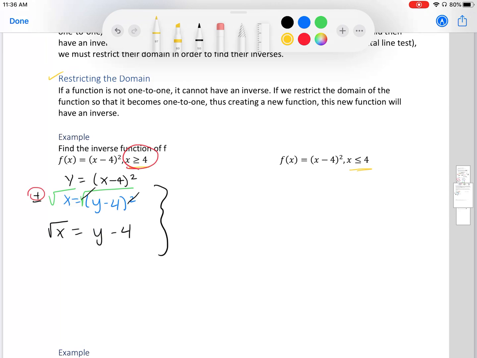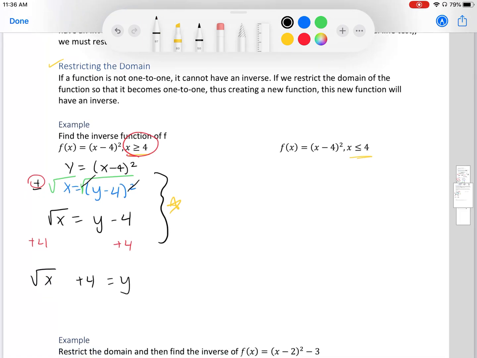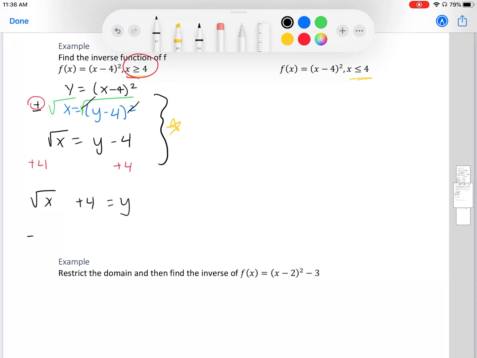Did you catch that? That's what we did with the domain restriction. Because if it had a positive and minus, then that would be the case where it's not one-to-one, and it would cause a problem. But since we only want the positive, we're fine. Okay, last bit. Let's go ahead and move the 4 by adding 4. So then I'm left with the square root of x plus 4 is equal to y. Let's change y to inverse function notation. So we're left with the inverse of x is equal to the square root of x plus 4. And there we have an inverse function.